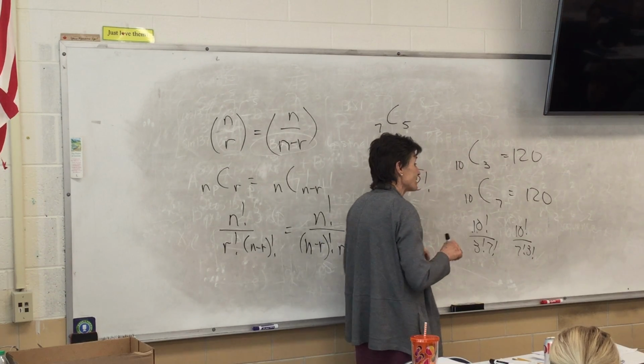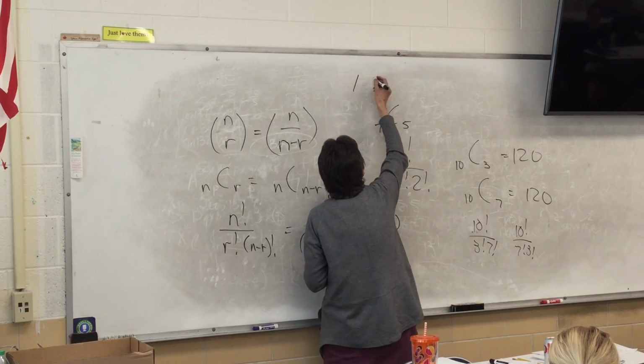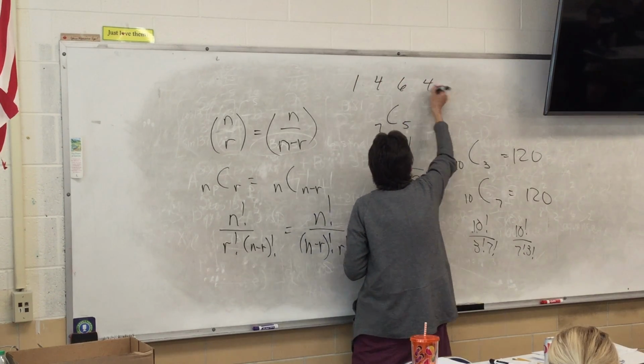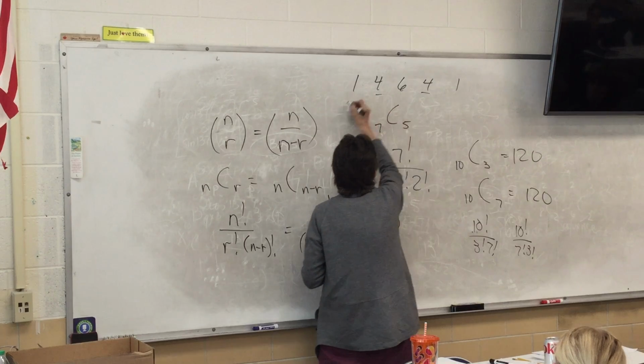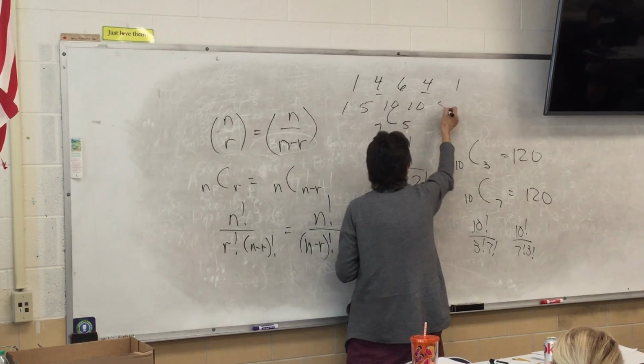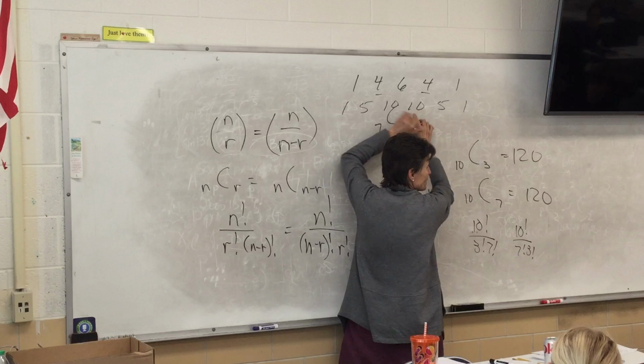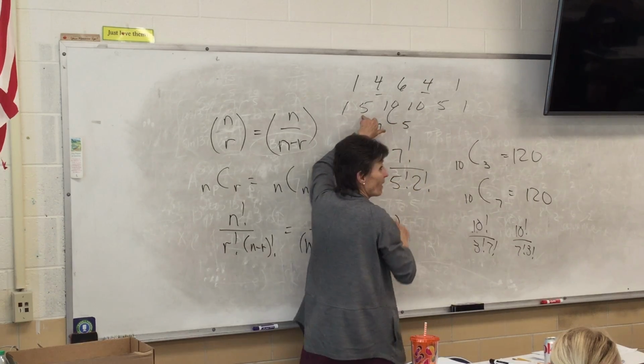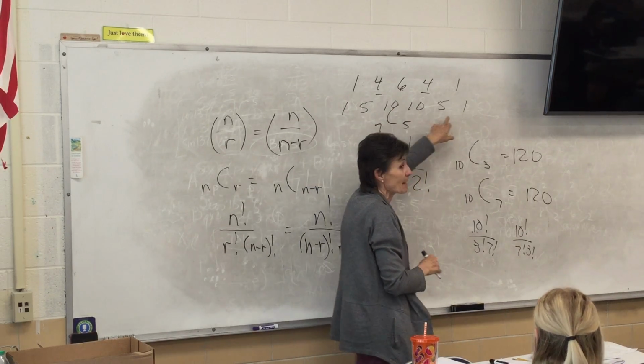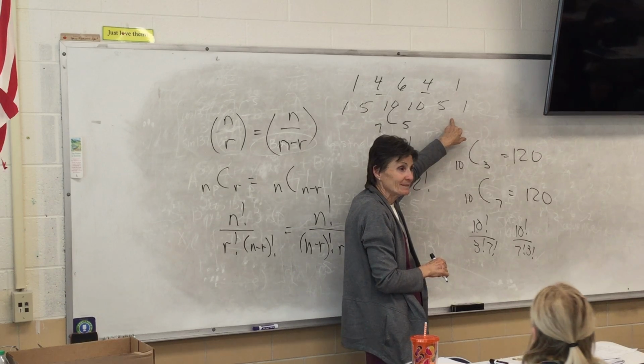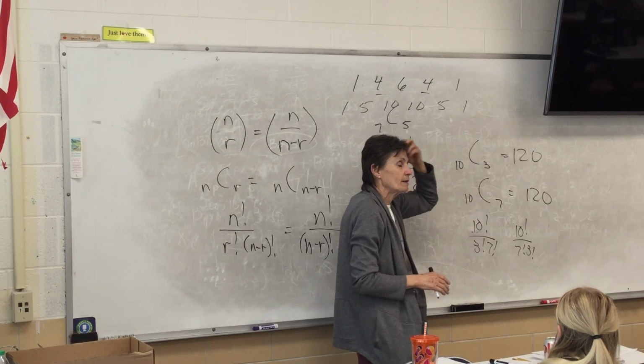You notice that in Pascal's triangle? Have you noticed the symmetry here? Let's look at the extra row, 1, 5, 10, 10, 5, 1. Have you noticed the symmetry? That's because 5C4 is the same as 5C1. There'll always be that symmetry.